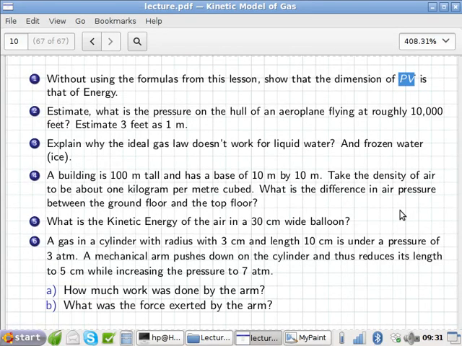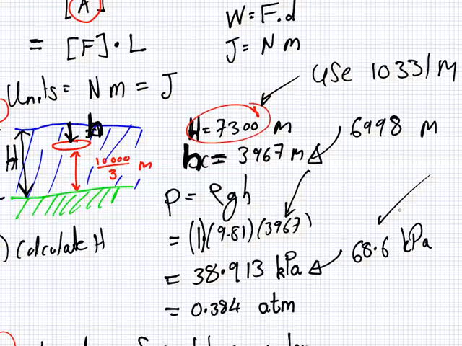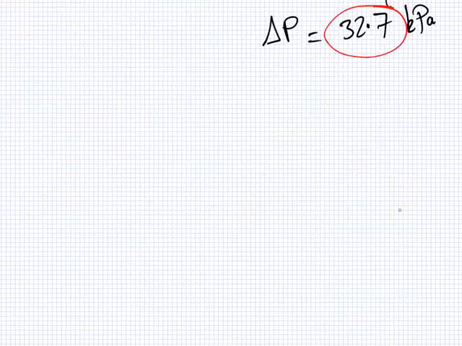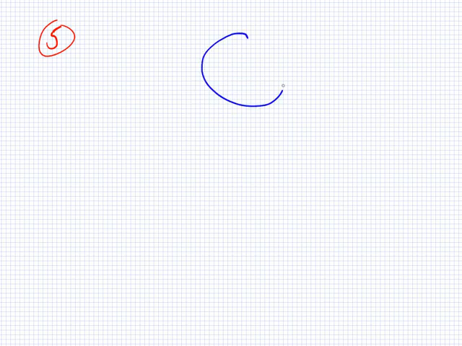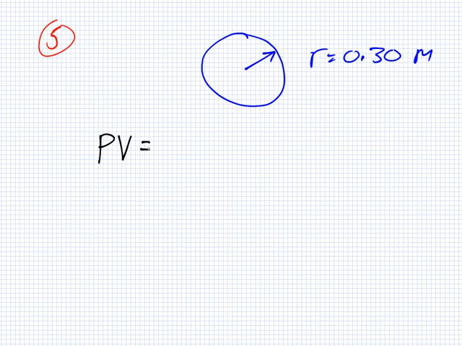What is the kinetic energy of air in a balloon 30 centimeters wide? Okay. So you have your balloon. Radius is 0.30. So what's our formula from yesterday? I think we had PV equals 3 over 2 E, wasn't it? 3 over 2 E, yes? So energy equals 2 over 3 PV.